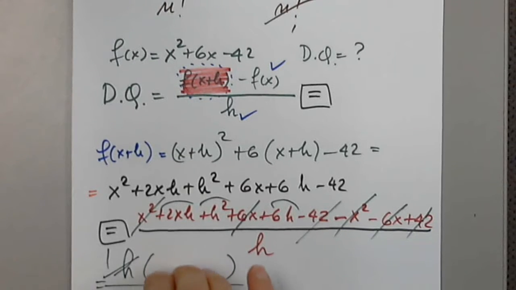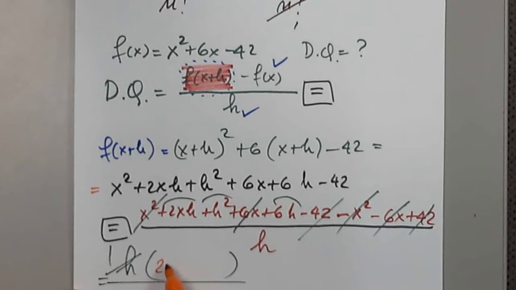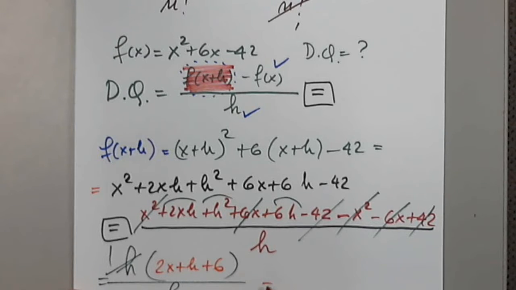How many terms will I have in parentheses? Exactly 3. And they are? 2x plus h plus 6. And that's the final answer.